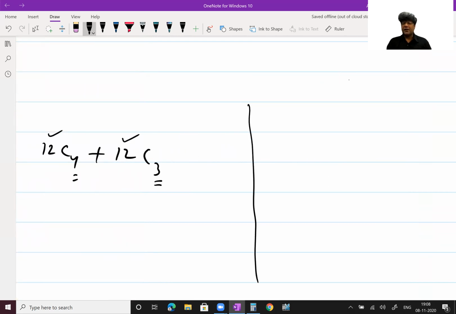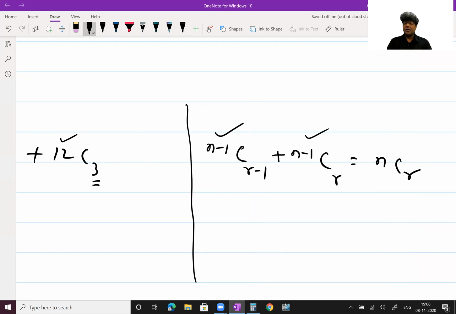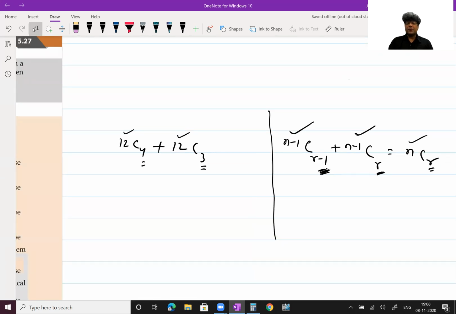Which one? I have taught you the formula this way: n minus 1 C r minus 1 plus n minus 1 C r is equal to nCr. Check, their upper part is the same and the lower part differs by only one. So what will the result be? The result will have the higher of these two, r and r minus 1, which is higher, r. So r is coming here. Now the upper part is the same, n minus 1, so one more than that will be n.